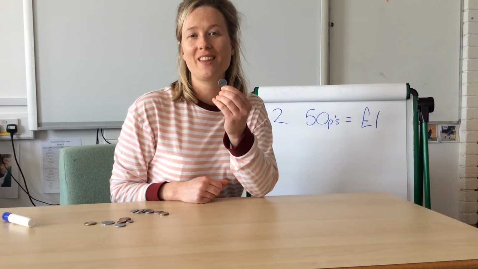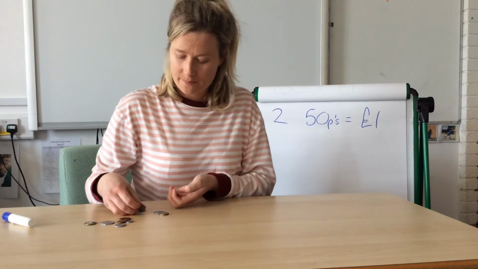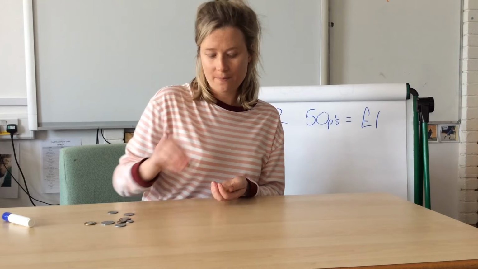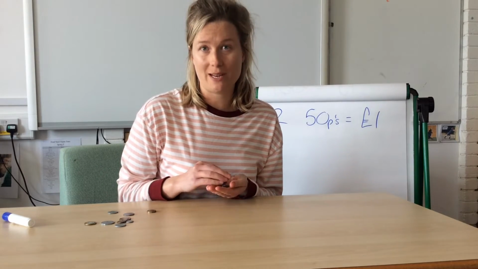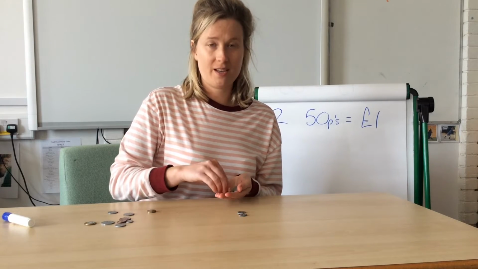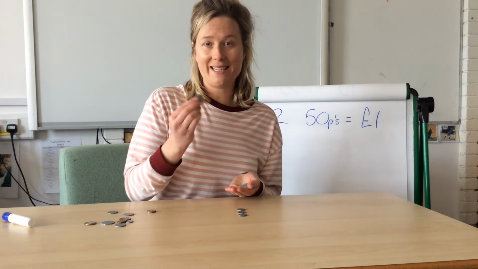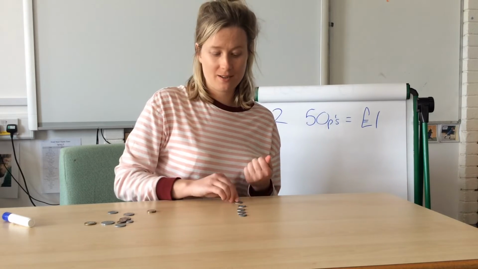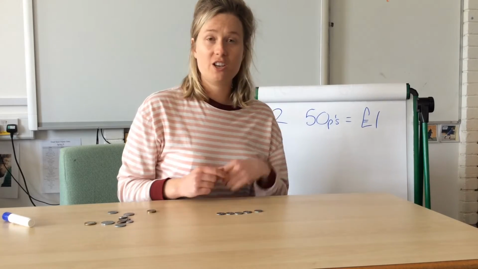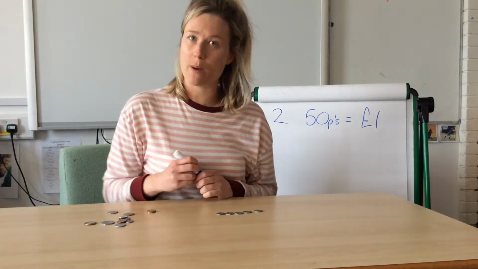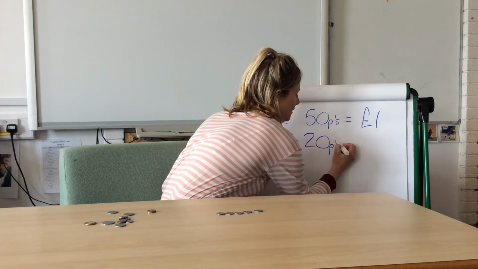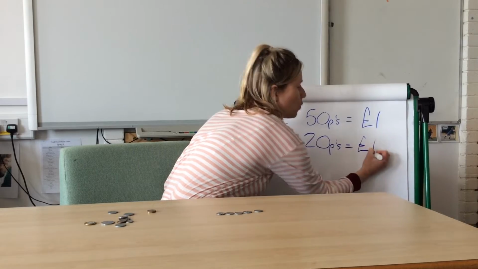Pause the video. Okay, let's work it out together. I need to make 100 to make my £1 coin, and I'm going to count up in my 20s. So we have got 20, 40, 60, 80, 100. I've reached my 100 and I have got 1, 2, 3, 4, 5. So 5 20p's make a £1 coin. 5 20p's equals £1.